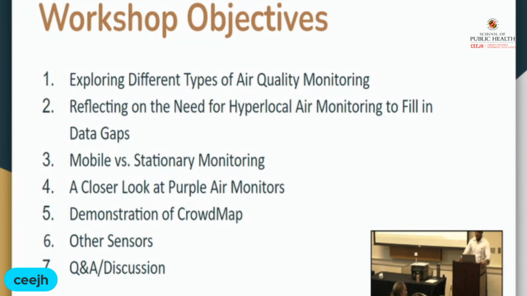We'll take a closer look and differentiate between mobile versus stationary monitors, the strengths of each. And then we'll take a closer look at the PurpleAir because it's been extensively used throughout the United States, throughout the Mid-Atlantic, and has been used for actionable items. We'll demonstrate the PurpleAir Crowd Map, which is a user-friendly interface so folks can access publicly accessible data. And then we'll talk about other sensors that are emerging and can measure other pollutants and have been used extensively in the literature. And then we'll hopefully have time for an extensive Q&A, but we do have a hard cutoff at 12 o'clock.